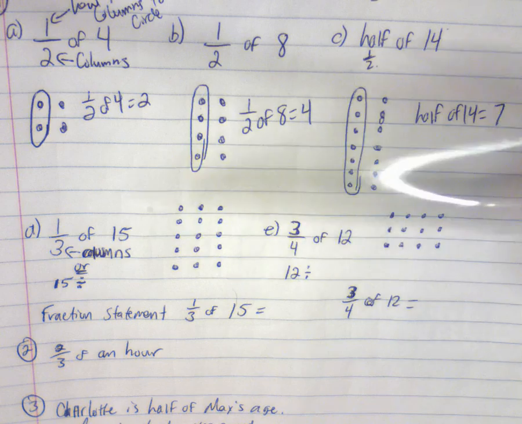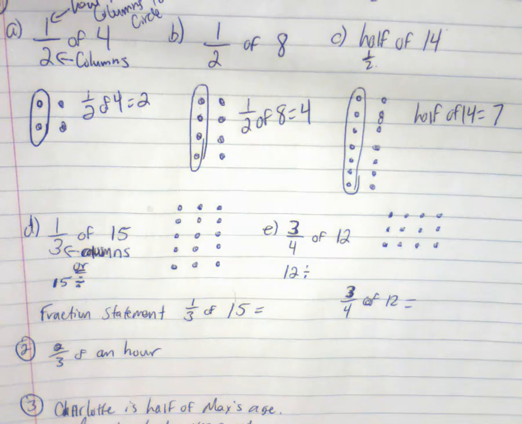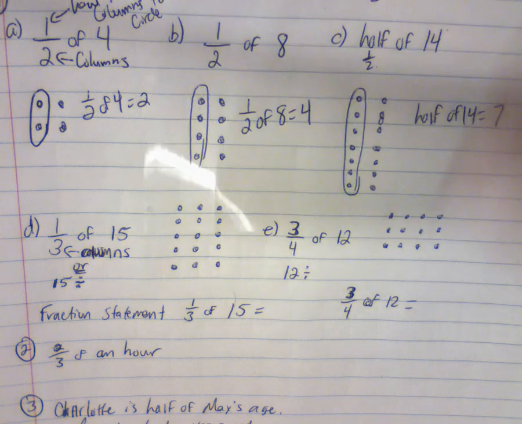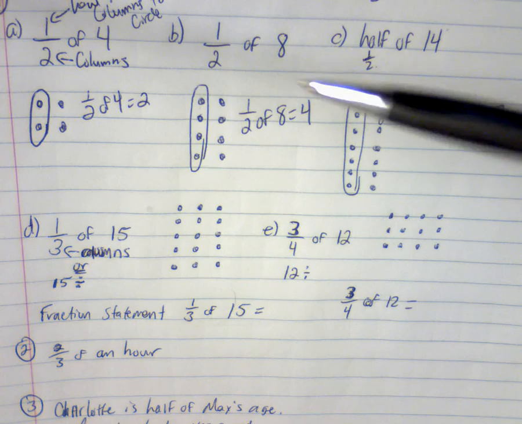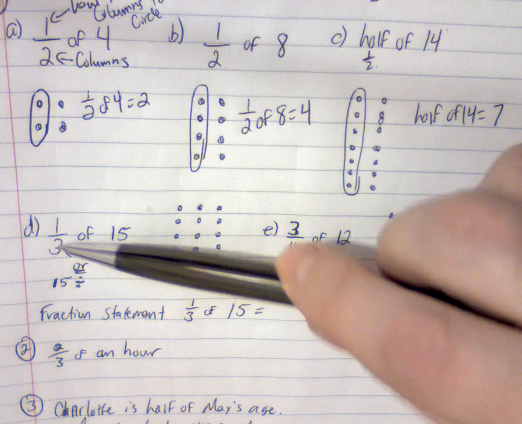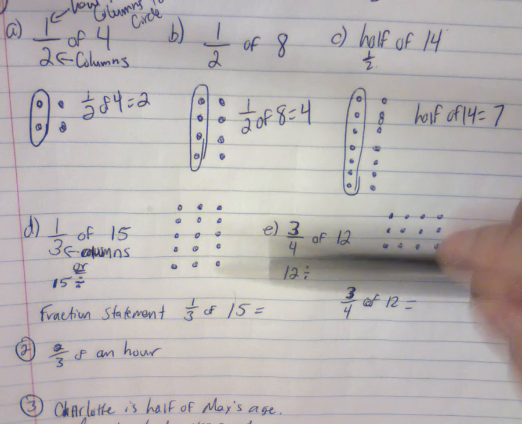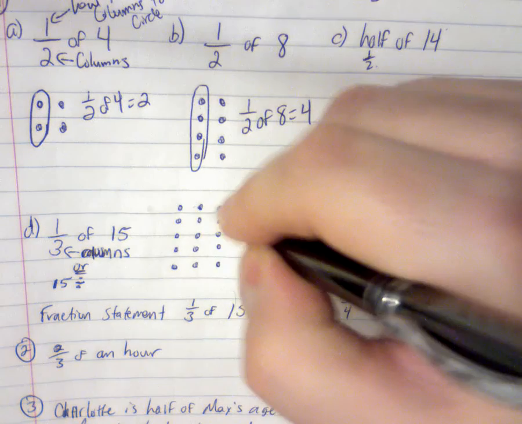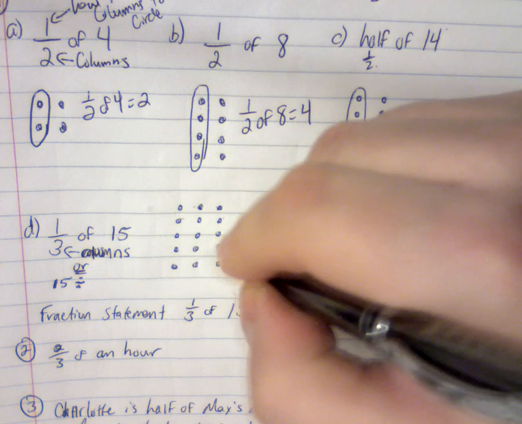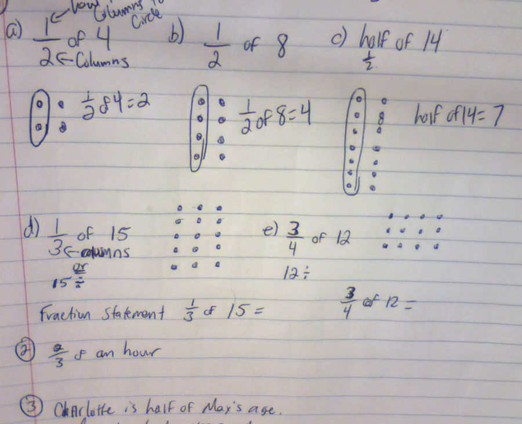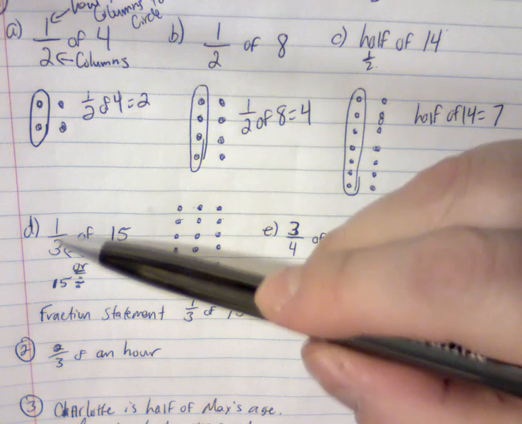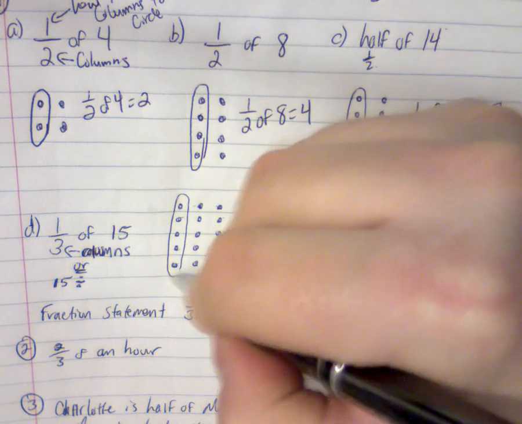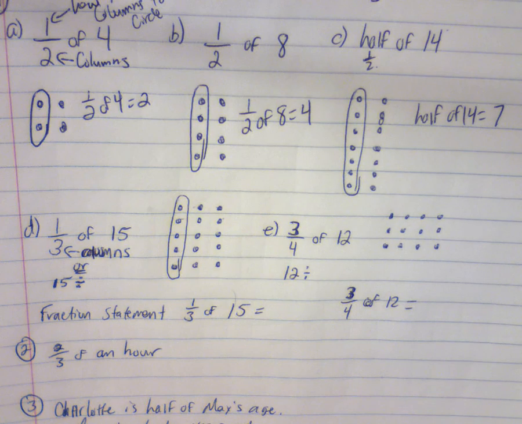Okay, so moving on to D. This is where I'm going to introduce something to you. In question D, we want to look at 1/3 of 15. Like I said, the bottom represents how many columns we need, 3. And all I did with the dots, I just went to 15. 1, 2, 3, 4, 5, 6, 7, 8, 9, 10, 11, 12, 13, 14, 15. That's all I did. Now we're looking at one column, this right here. And we want to know how many there are.